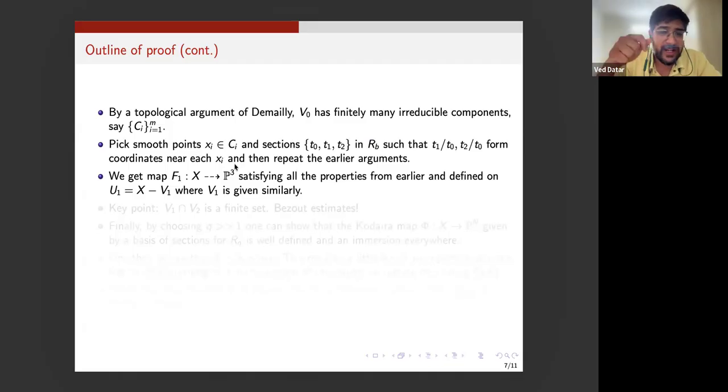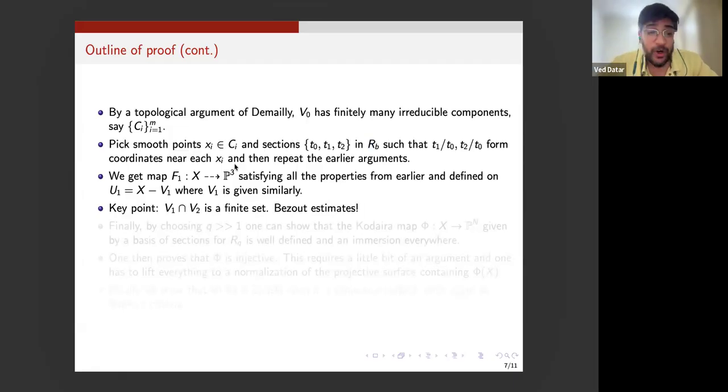So by doing so, we get a map F1 now, defined on the complement of some analytic set V1, so call that U1, and this map has all the properties from before. And so again, the key point is that this V naught that I had from the previous slide and this V1 will also intersect in a finite set. And again, this is computing intersection numbers, so this goes back to, again, our Bezout estimates.